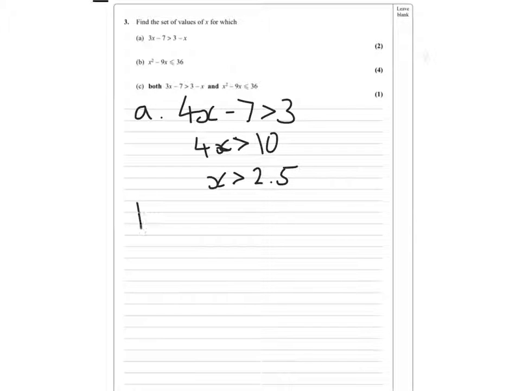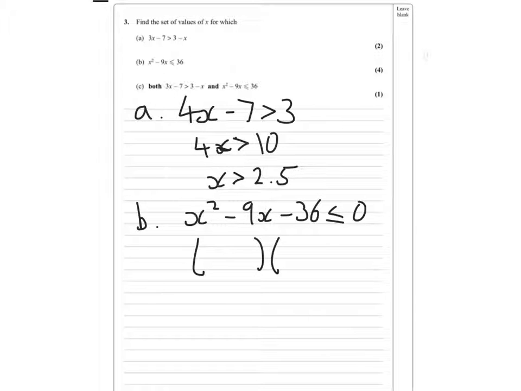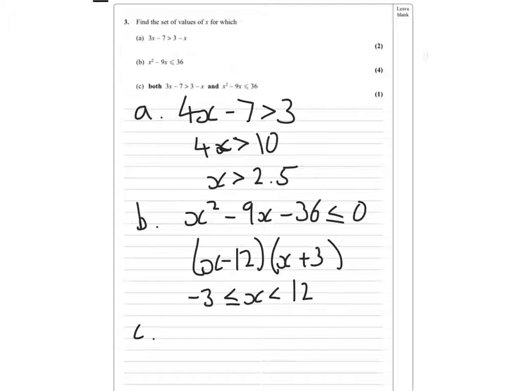Now, part B. When you do this sort of thing, you're going to have to factorise. So, where are we? There we go. Minus 36 is less than or equal to 0. Stick into 2 brackets. I believe it should be 12 and 3, it looks like to me. It is minus 12 and plus 3. That means that you get minus 3 here, and we got x here, and we got 12. Now for part C, basically you're just combining.